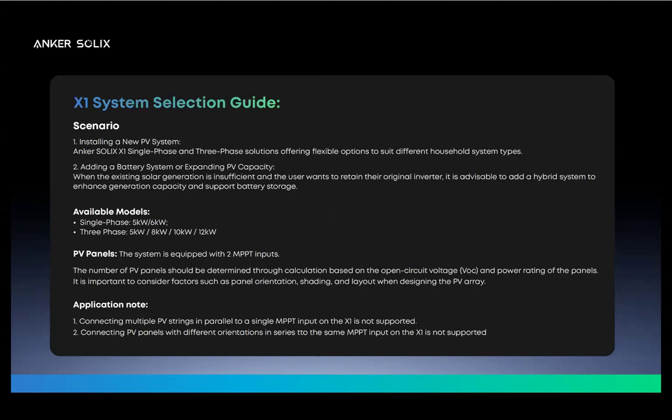Also, connecting multiple PV strings in parallel to a single MPPT input on an X1 is not supported. If you have many roof orientations, like 3 or 4, we do not support connecting different orientations in series. Mentioning this is really important.